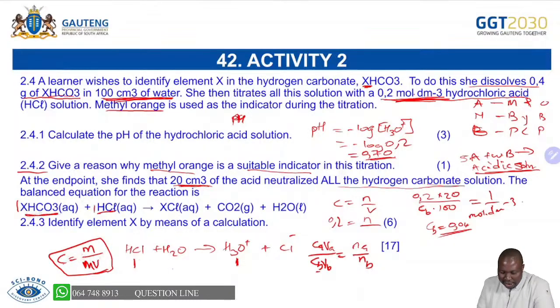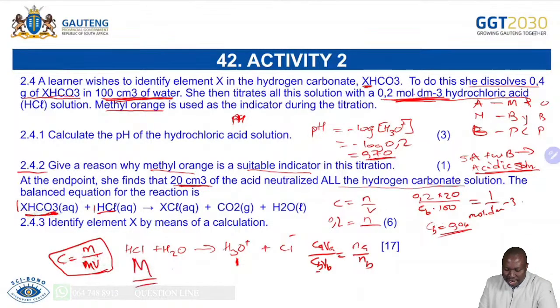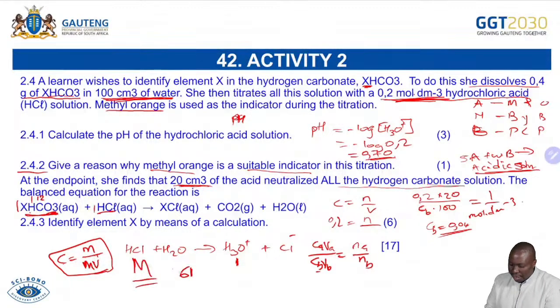But what is even more important here is that now you know the concentration of this XHCO3. The main thing that you are looking for now is the molar mass of the entire compound. What you already know is that you have H, which is 1, carbon, which is 12, and 48, which is 16 times 3 for oxygen. Then that will give you your 61.